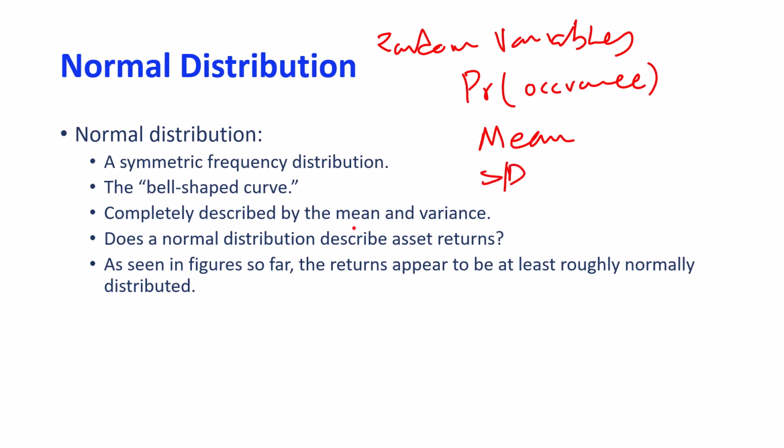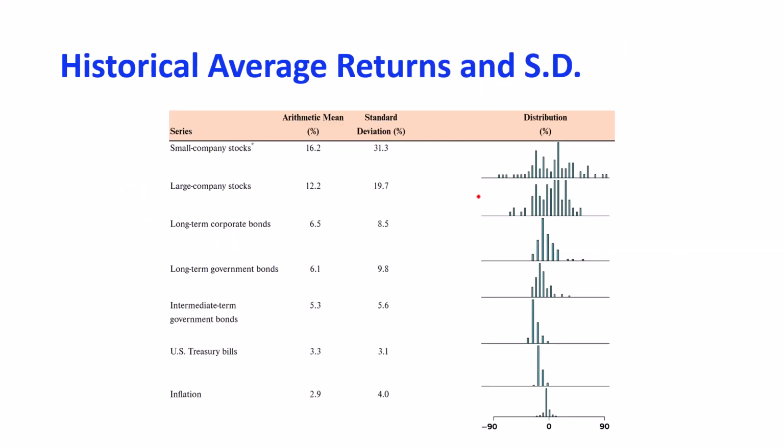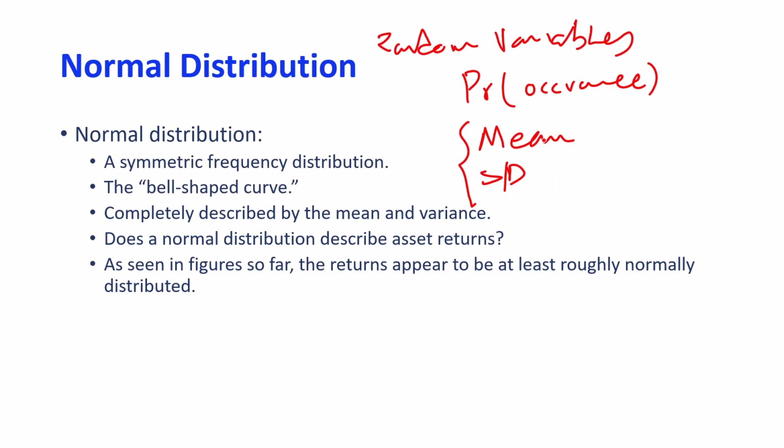A normal distribution is a symmetric frequency distribution. It's the famous bell curve distribution, and it can be completely described by these two inputs, the mean and the standard deviation. So does a normal distribution describe the asset returns that we've seen so far? As you can see, even though they're not completely like a bell curve, they kind of resemble a normal distribution. These returns appear to be at least roughly normally distributed.